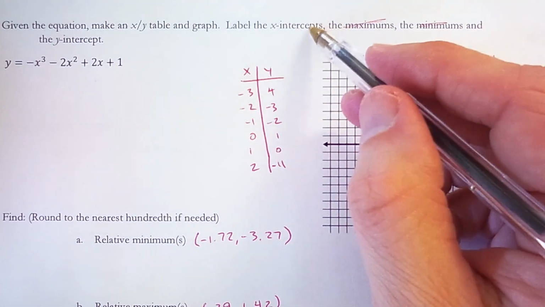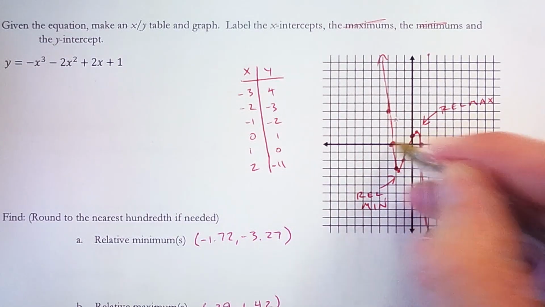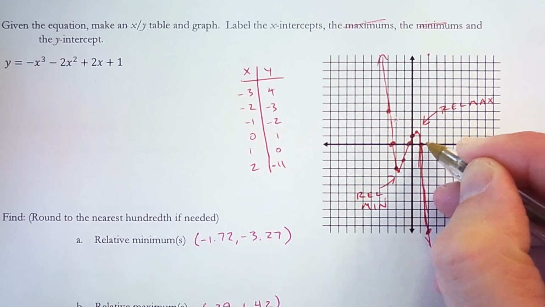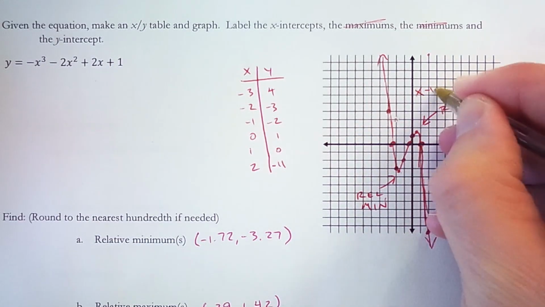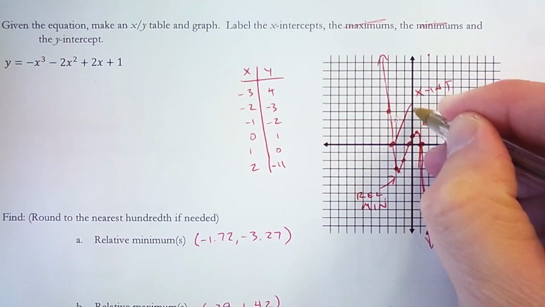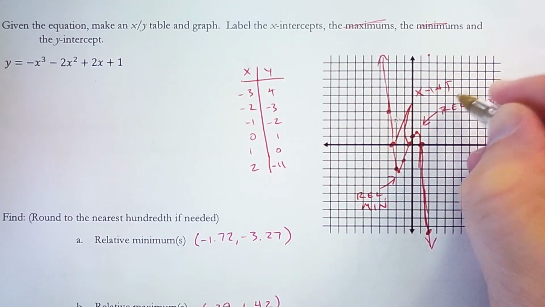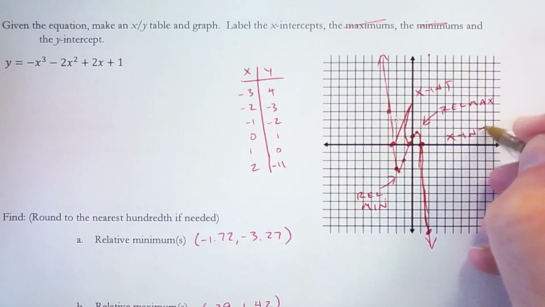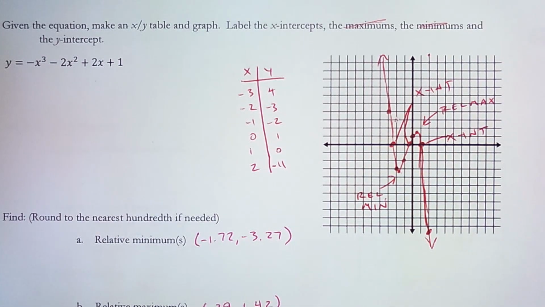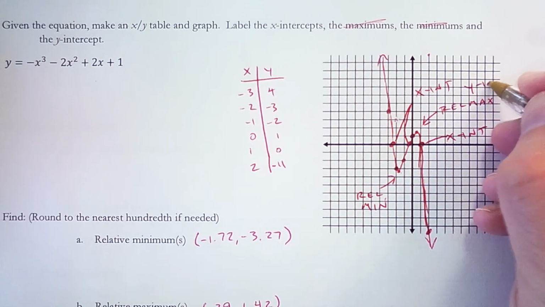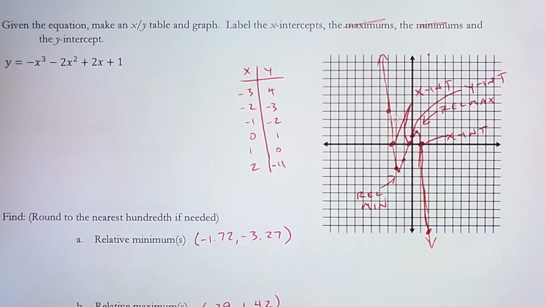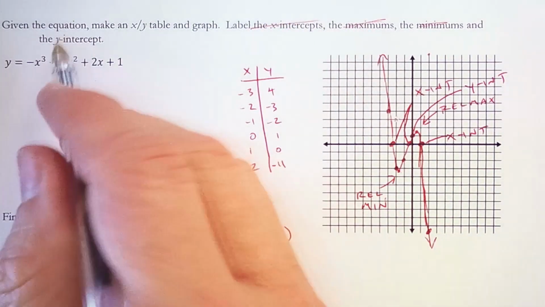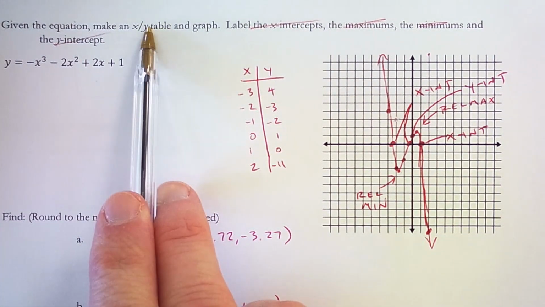So we've taken care of those. We need to label X intercepts. Those are the zeros. So there's an X intercept, there's an X intercept, and there is an X intercept. So we have X intercepts here, here, and another one right here. We are also asked for the y-intercept, so we will label the y-intercept. That is right here. Okay, so x-intercepts, y-intercepts. We've made an xy table.